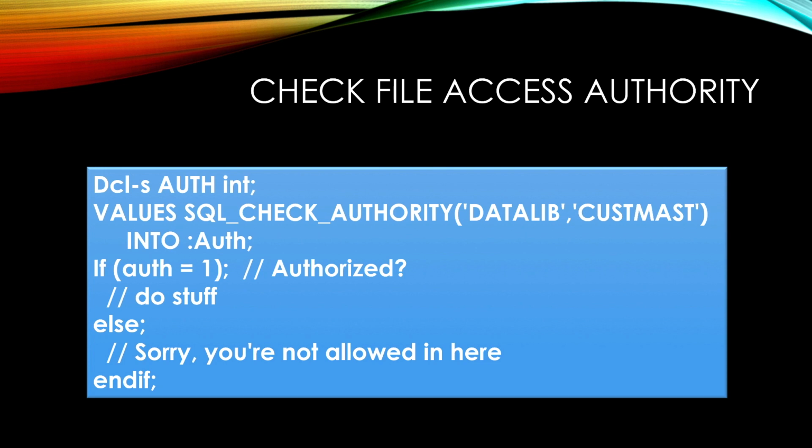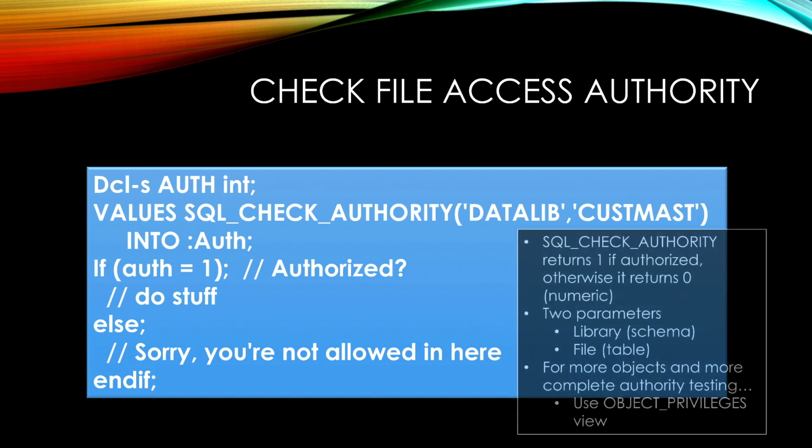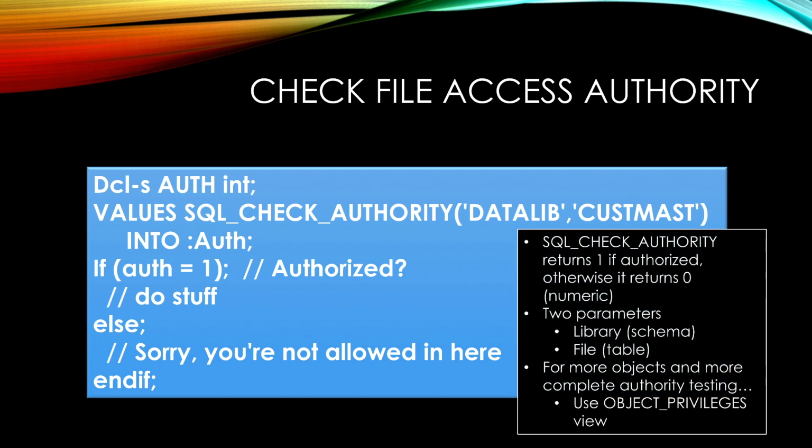Let's see an example. Here's some RPG code. Again, I left off the exec SQL on the SQL statements. We're going to use the check authority function. In order to get the return value, we need a host variable that's numeric. I've declared a host variable called authority, or auth. That's an integer. We run the values statement with the check authority over the qcustcdt file in datalib, and we store the result in the authority variable. Now, since it returns 1 or 0, we simply say in RPG, if authority is 0, let's do something. Otherwise, sorry, you're not allowed to use this file.